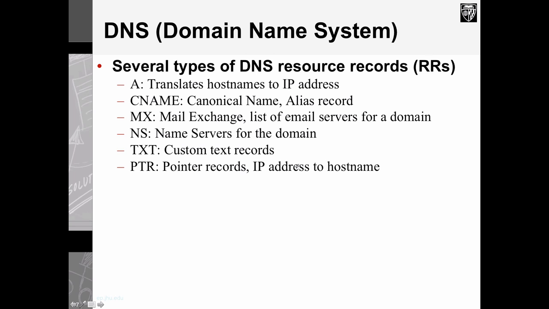There are several types of DNS resource records, or RRs, that we deal with. The more common ones are the A records, or the address records, and that is that phone book that we talked about that translates the host name to an IP address. You might be dealing with CNAMEs, which stands for canonical name, or an alias.